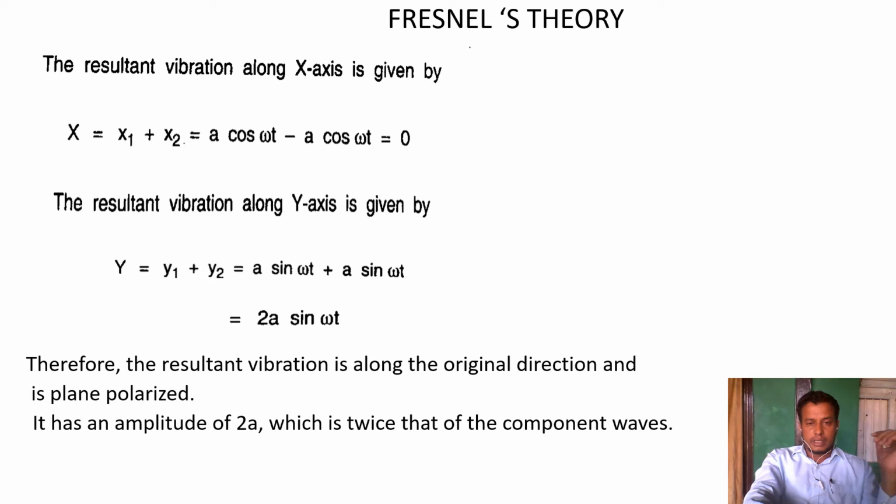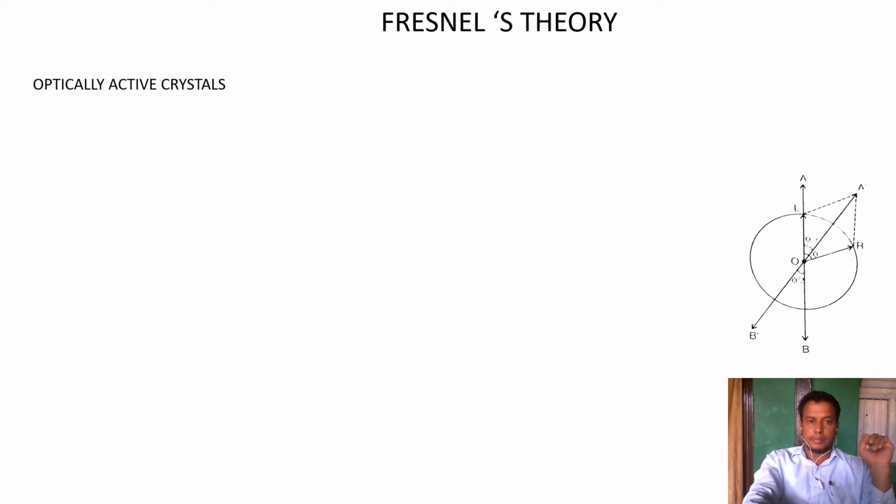And 2A is twice that of the component waves. Because of the adding up, the amplitude rises by 2 times, meaning they add up.